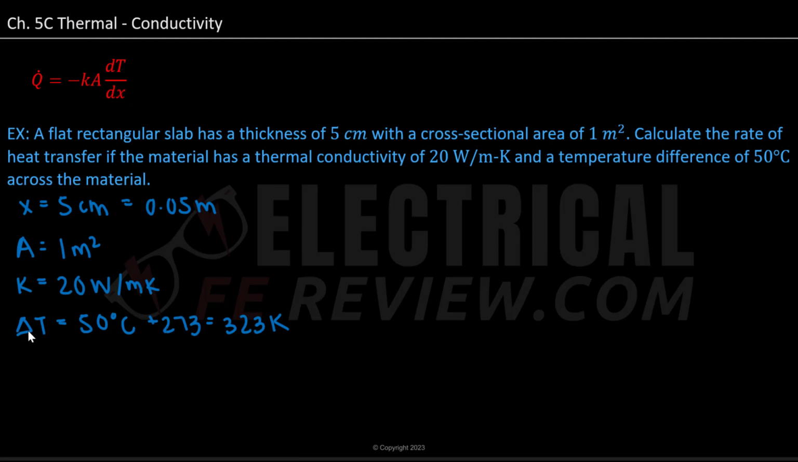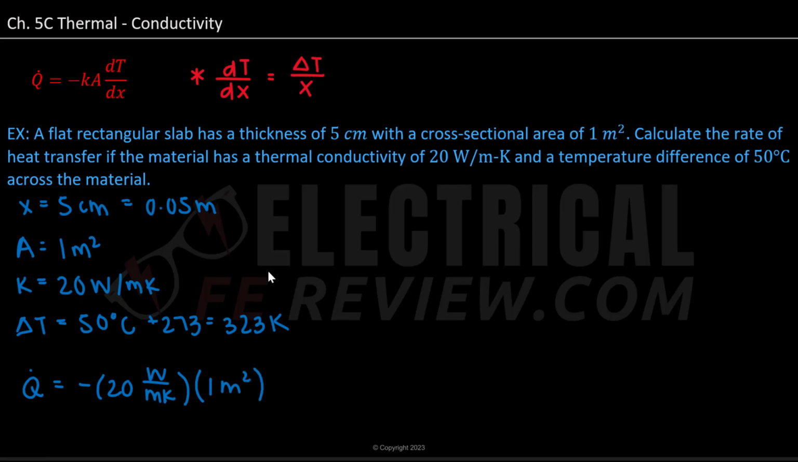Now that we've noted our values and made any necessary conversions, we can see here that we aren't exactly given our temperature gradient. We are given our temperature difference and our thickness. So in order to solve for our temperature gradient, we can write that dT over dx is equal to our difference in temperature divided by our thickness x. Knowing this, let's set up our formula. For the rate of heat transfer, Q dot, we equal it to negative K, so 20, writing our units, watts over meter K, multiplied by our area, 1 meter squared, and then our temperature gradient, which we can write as 323 Kelvin divided by our thickness, 0.05 meters.